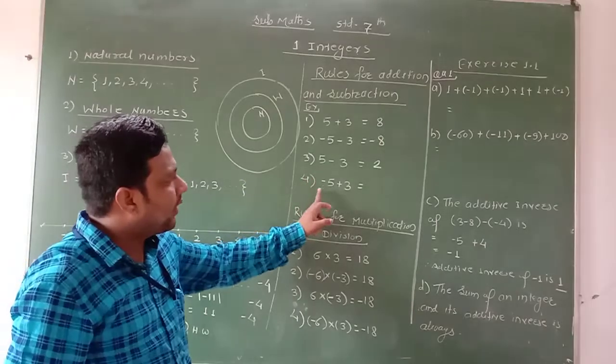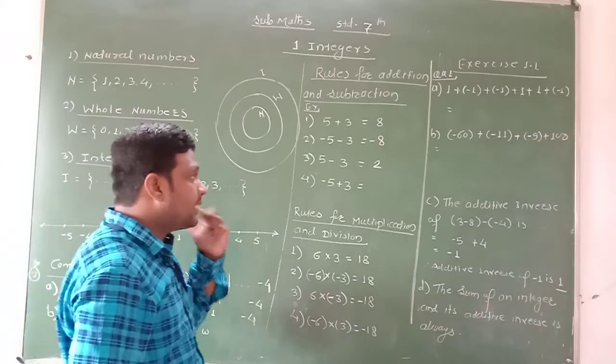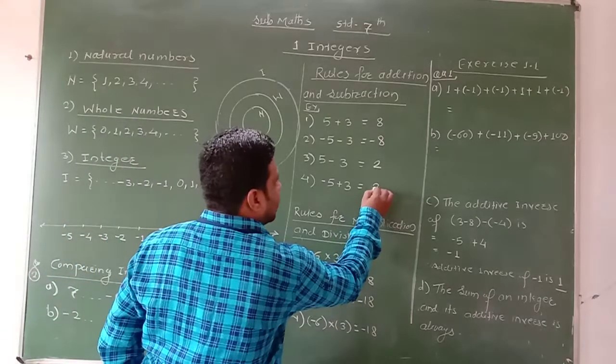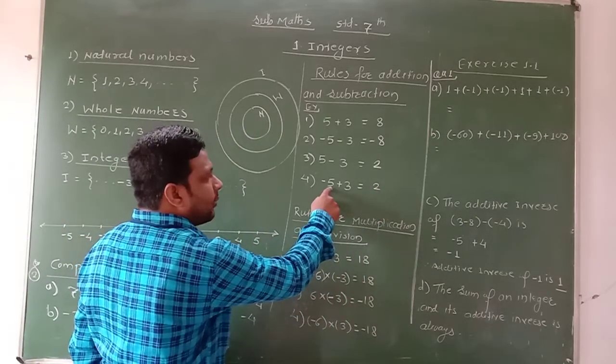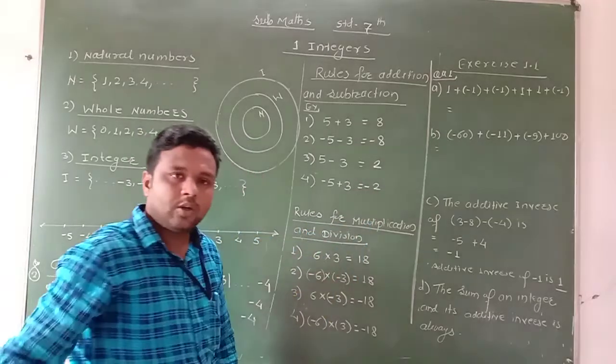Now see the fourth rule. In that, one negative and one positive are there. Again here we have to do the subtraction. And in this subtraction, here we have to give the sign of the greater number. And here the greater number is 5 and its sign is negative. Therefore the answer is negative. Okay.